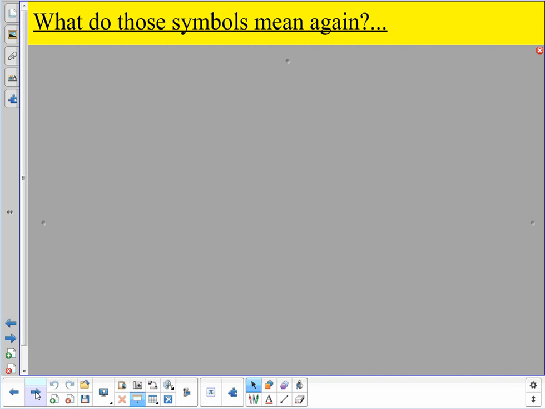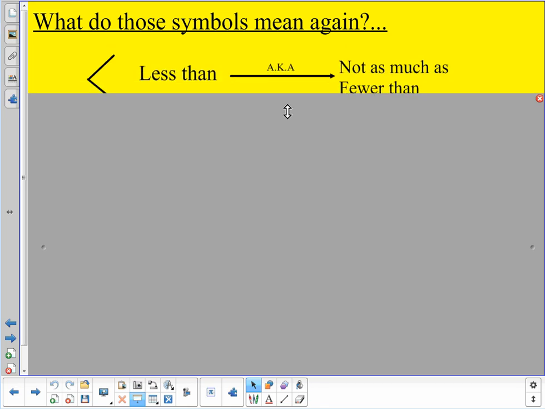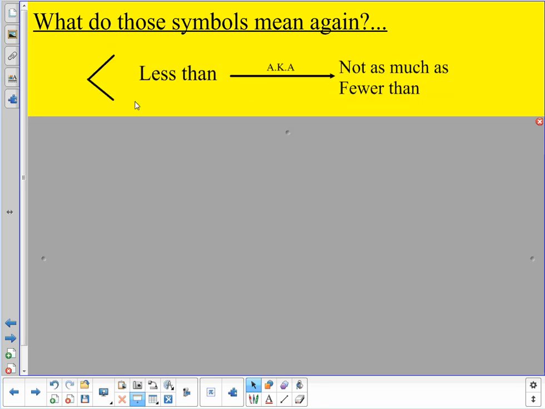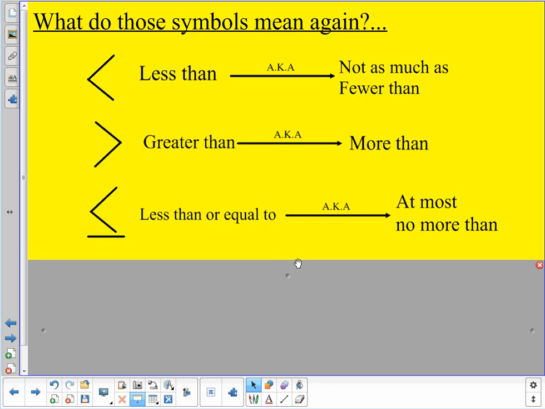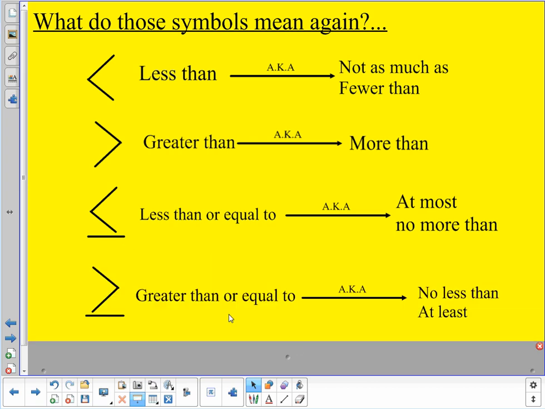Up at the top of your notes page, let's review what these symbols are again. We've got 4 inequality symbols that we use mainly. When the arrow is pointing to the left, it is less than, meaning not as much as or fewer than. Arrow pointing to the right is greater than, which is more than. With a line underneath, we start to include the value that it's at. So this one's less than or equal to, and the last one is greater than or equal to, meaning the values are bigger, but we also include the value that it's on.